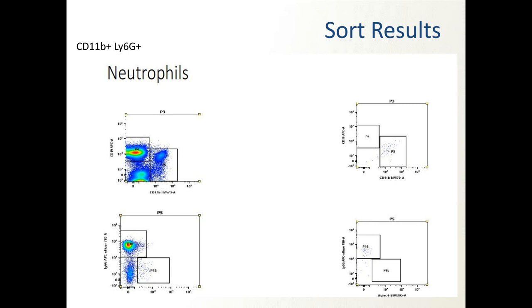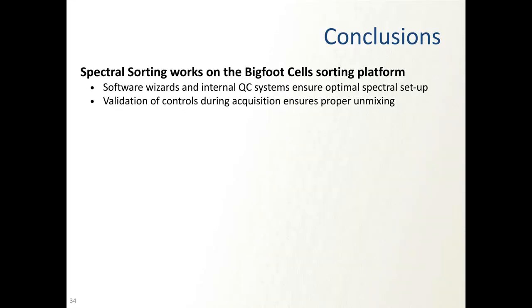So I want to come back to where we're at so far. Some of the conclusions are really basic. Spectral sorting on the Bigfoot works. The workflow works really well, and the validation of the controls during the process of running your controls on the system keeps you from getting yourself in a weird place. It ensures that your color choice and your controls allow for proper unmixing. So there's a built-in QC in the system.